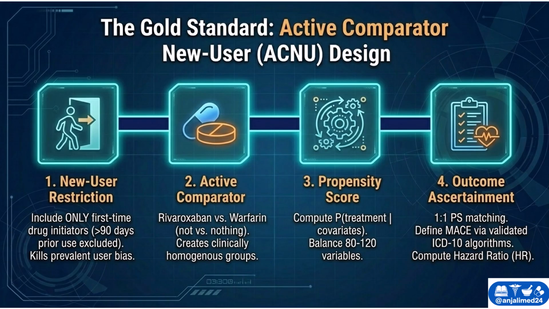And finally, outcome analysis. We define outcomes using validated ICD-10 algorithms, perform one-to-one propensity score matching, and calculate measures such as hazard ratios to estimate comparative risk over time. The result is a study that dramatically reduces the bias and produces evidence that is far more clinically trustworthy.